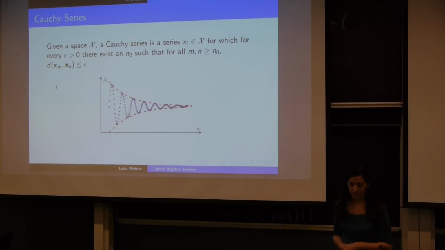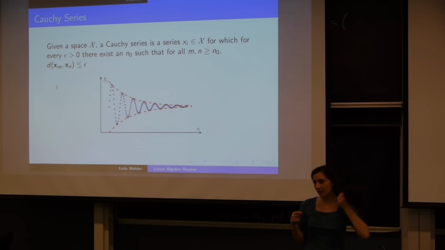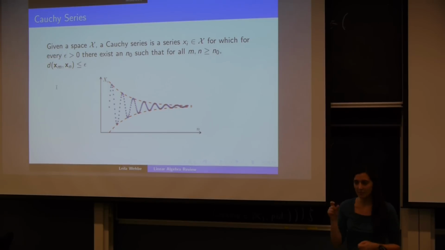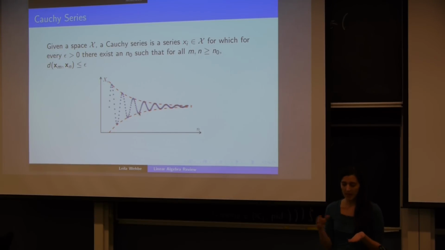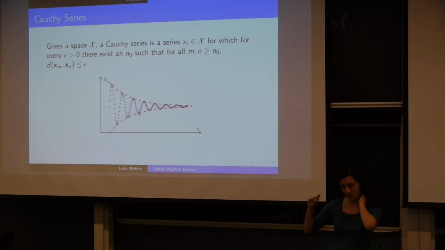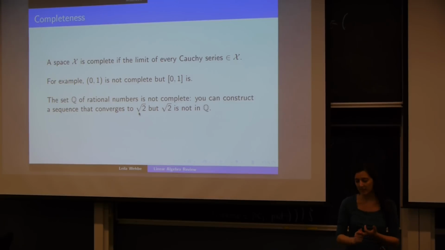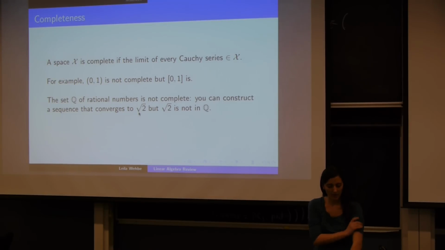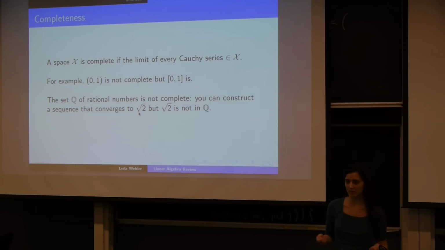Now we're going to get to the concept of a Cauchy series. In a given space X, a Cauchy series is a series Xi that converges. In mathematical terms, for every epsilon larger than 0, we can find an n0 such that for all m and n larger than n0, so for all of the later terms in the series after n0, the distance between those two terms is smaller than epsilon. So in other terms, the series is converging to a certain number. This is what a Cauchy series is. And so a complete set is a set that contains the limits of all of its Cauchy series.